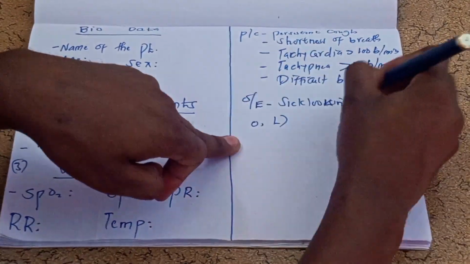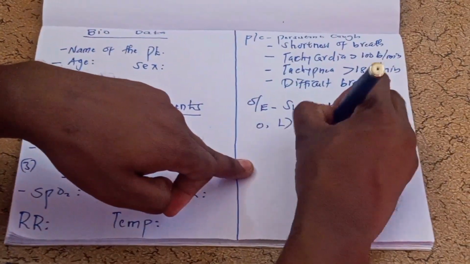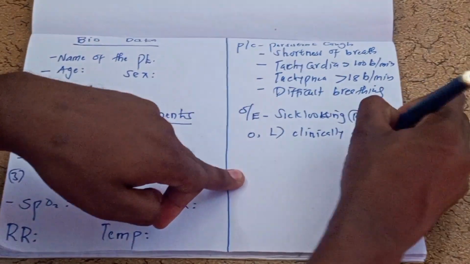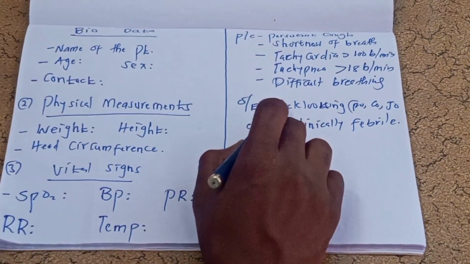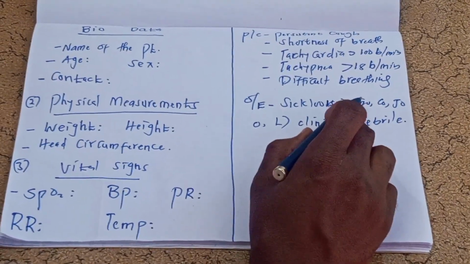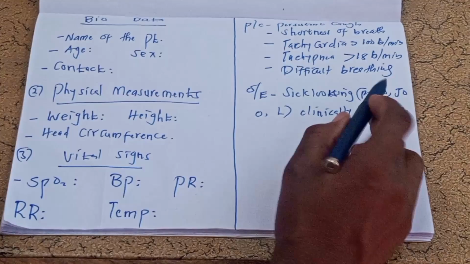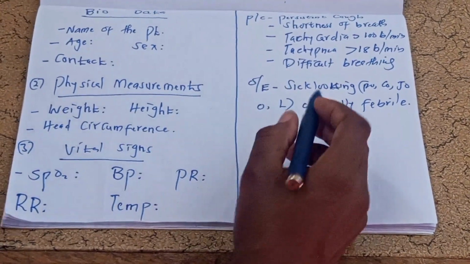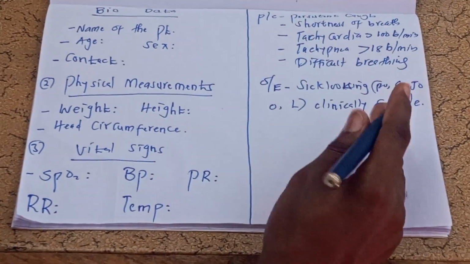Then you write BOCO GO O/L, clinically febrile. For example, in your physical examination, you have done sick looking. PO, that is pallor. CO, which is cyanosis. GO means jaundice. O means edema. L means lymphadenopathy. Clinically febrile, whereby the patient is in a febrile condition, that is fever.